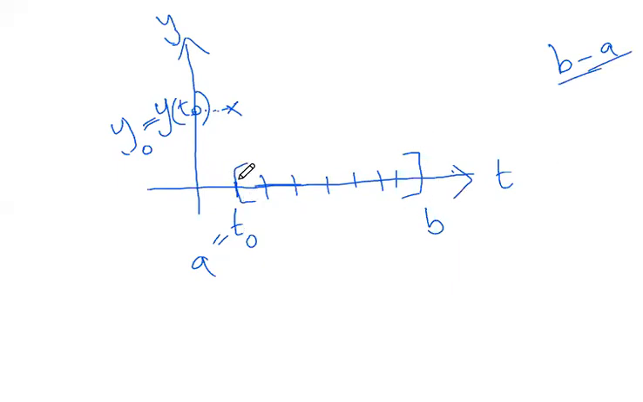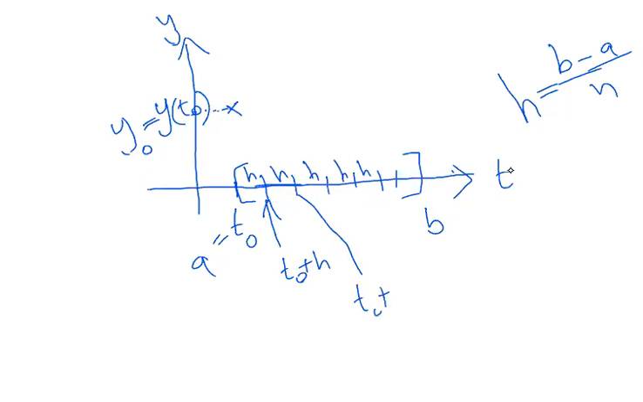So let's assume we have n equal-size sub-intervals. Then this gives you the length of each sub-interval. I will denote it as h. h is the length of each sub-interval. So then this point is t naught plus h, or a plus h. This one is t naught plus 2h, like that. This one is t naught plus n h.